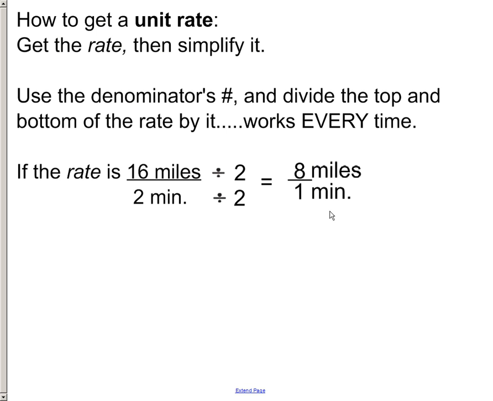Hey, how many miles could you go in 4 minutes? Well, you just times it by 8 and you'd have 32. How many miles could you go in 17 minutes? Well, you times 17 by 8, and now you know. So it's very, very useful with these unit rates.